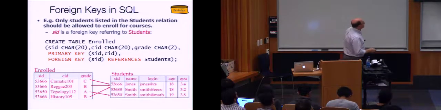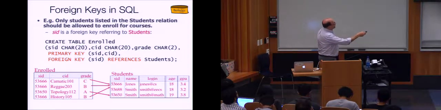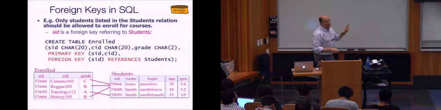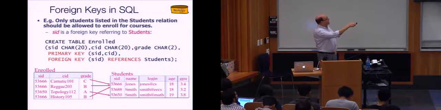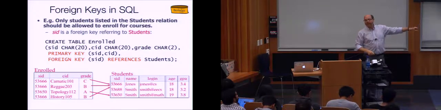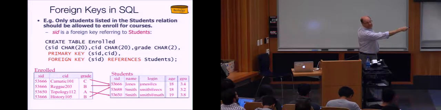So here's our example again, enrollments and students. Now if you look at the enrolled table, we went with that better design, where the primary key is SID and CID. But then we're saying a little bit more. We're saying that in this enrolled table, this field here, SID, is actually a foreign key. That's actually a reference to the primary key of this other table, students.